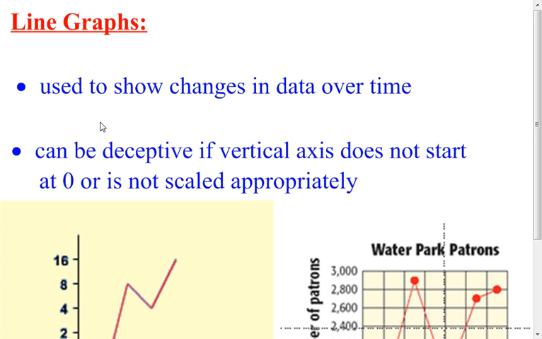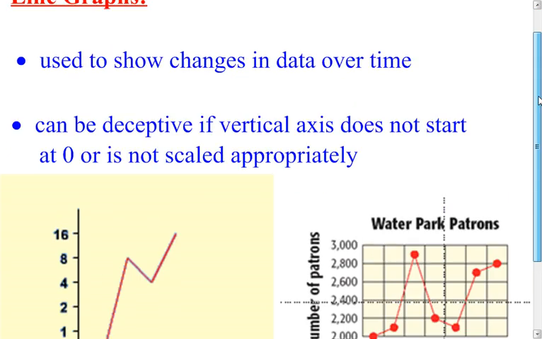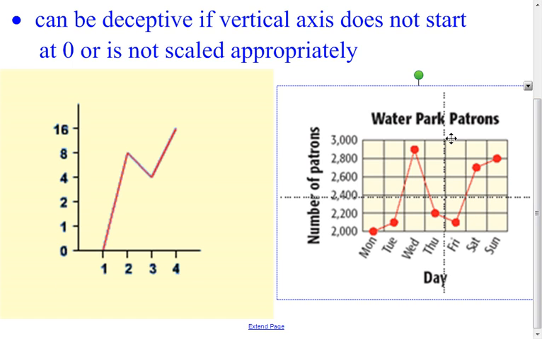A couple ways you can do that is, again, if the vertical axis does not start at 0, or if it is not scaled evenly. So if you look at this one that's highlighted now about the water park, I want you to notice that the y-axis or the vertical axis does not start at 0. It starts down here at 2,000 patrons instead of starting at 0 patrons. And what that does is it makes the difference from every day of the week look way more drastic than it really is. If I were to start that axis at 0, you would see that it's not that different.